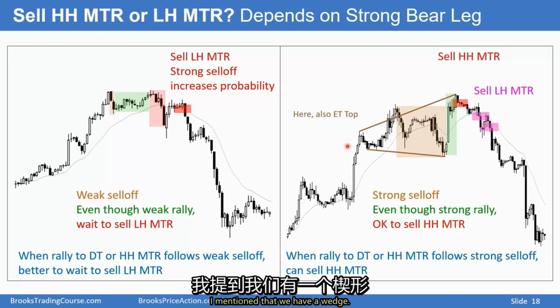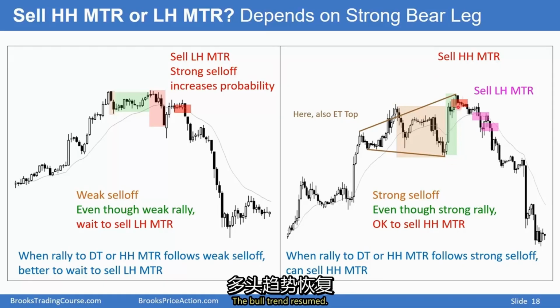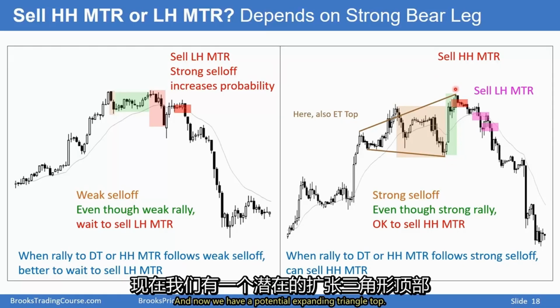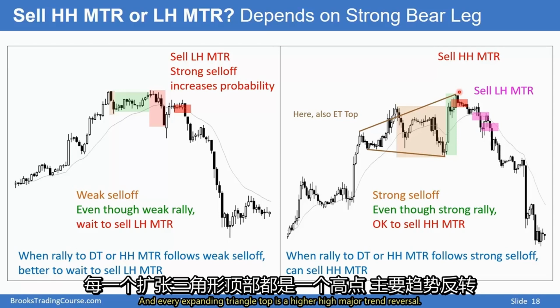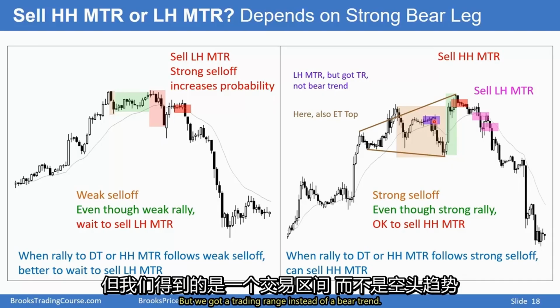I mentioned that we have a wedge, 1, 2, 3, led to 2 legs down. The bull trend resumed, and now we have a potential expanding triangle top, and every expanding triangle top is a higher high major trend reversal. That's a reasonable sell. Lower high major trend reversal, but we got a trading range instead of a bear trend.